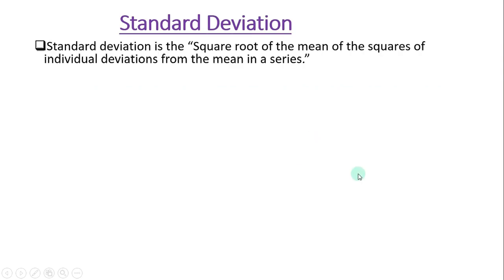In this video, I am going to show how to calculate standard deviation. First, what is standard deviation? Standard deviation is the square root of the mean of the squares of individual deviations from the mean in the series. This is by James Cleaver.